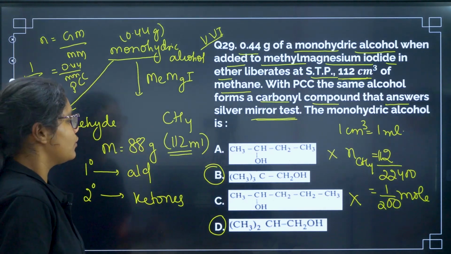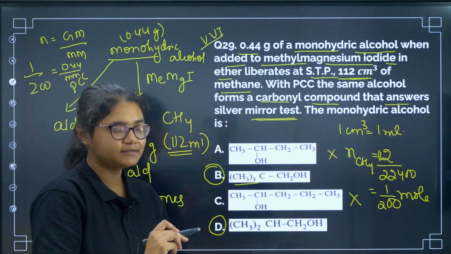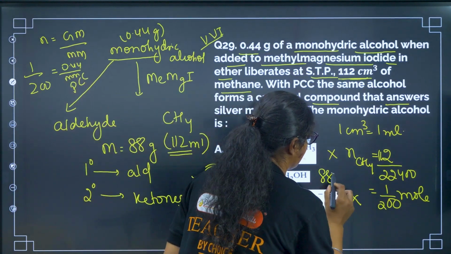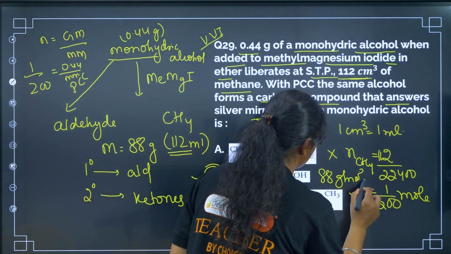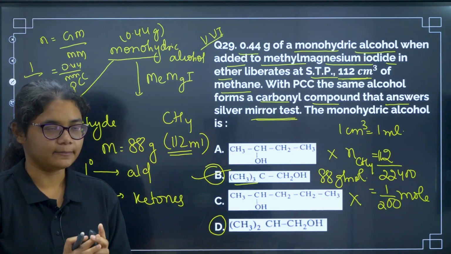For this one, here we have 3, 4, 5 carbons. If you check the molar mass of this compound, it will come around 88 gram per mole. So the correct answer for this question will be option B.